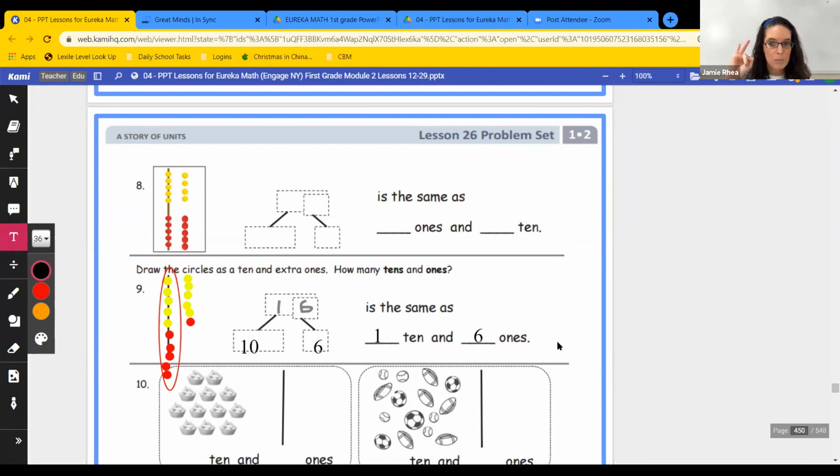Circle 10. Write the number. Write your 10s and 1s. Draw the circles as a 10 and extra ones. Here's my 10 and extra ones. That is a step you have to do. Fill in how many 10s and 1s in your number bond, and then how many 10s and 1s on your statement, okay? Make sure you are completing all the steps because I don't want to have to mark you off if you're not, okay?